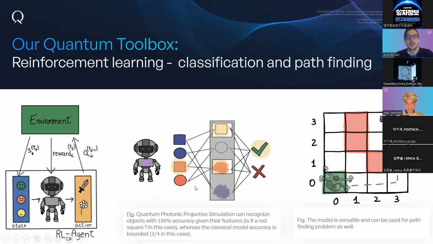And we show that with quantum projective simulation, we have an advantage compared to classical projective simulation. Like we can reach 100% accuracy with quantum projective simulation, but we cannot do it with classical projective simulation. And as this model is versatile, we applied it to different problems such as grid path finding. So for a drone to find its path on the grid.